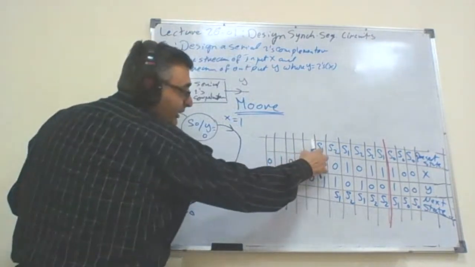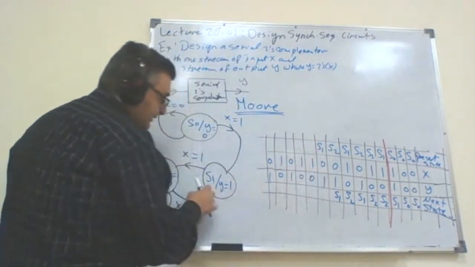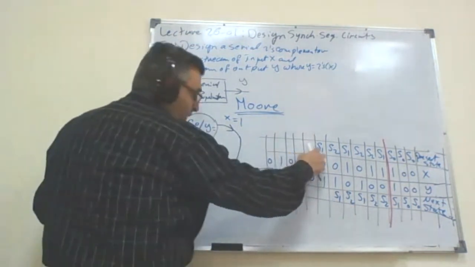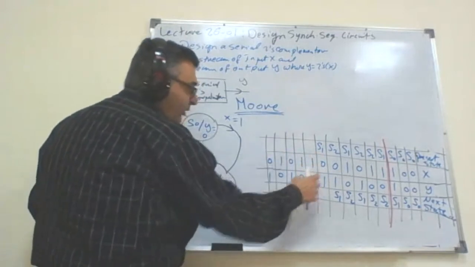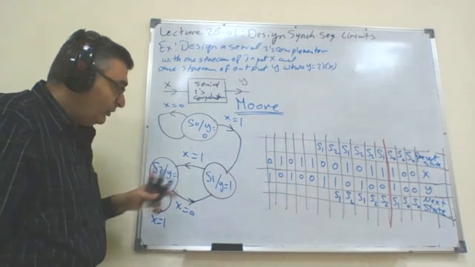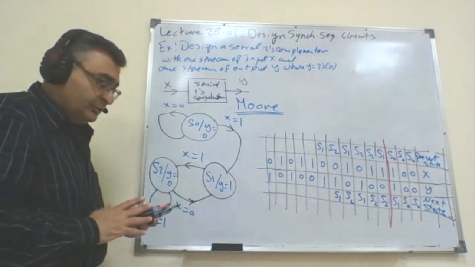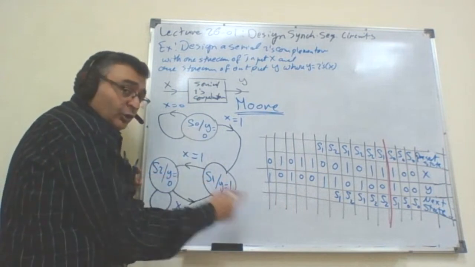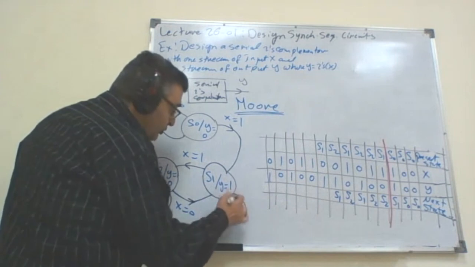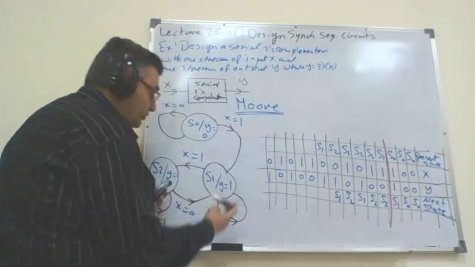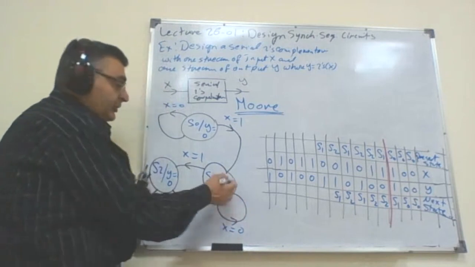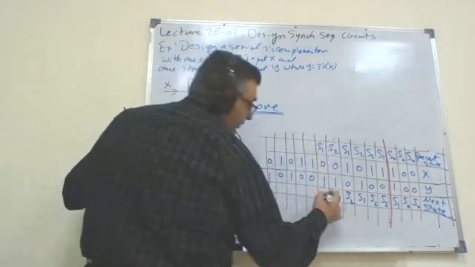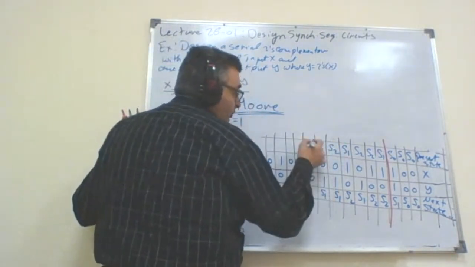Now I am in S1 and x is 0. This is a new arrow, not shown here: S1 where x equals 0. What is the output? The output is 1. So in this state, the output is 1, so I cannot go here. I either stay here or create a new state. There is no need for creating a new state. So when x equals 0, I will stay in S1 and generate y equals 1. Here I will stay in S1 and generate the correct y.